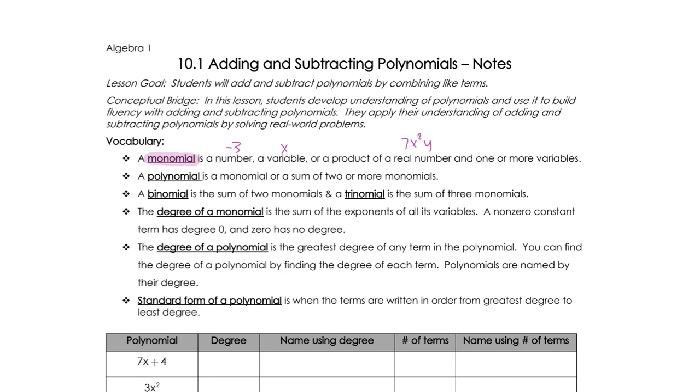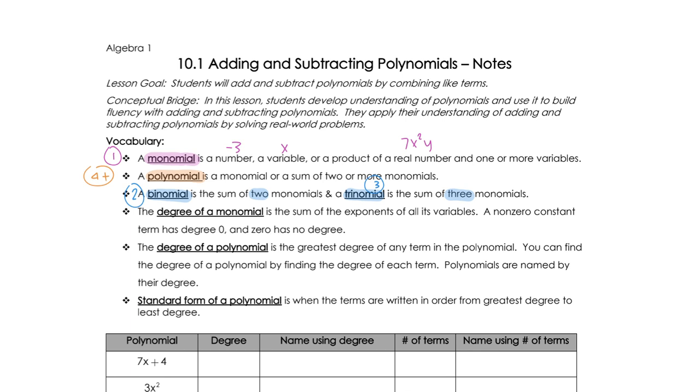Then we have a polynomial, which is a monomial or a sum of two or more monomials. So it just means multiple terms. Then we have a binomial, which is the sum of two monomials, and a trinomial is the sum of three monomials. So basically, all you need to gather from this is that a monomial is one term, a binomial would be two terms, and a trinomial is three terms. We will use that information to name polynomials based off of the number of terms.